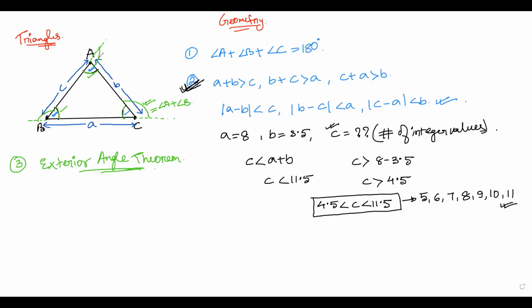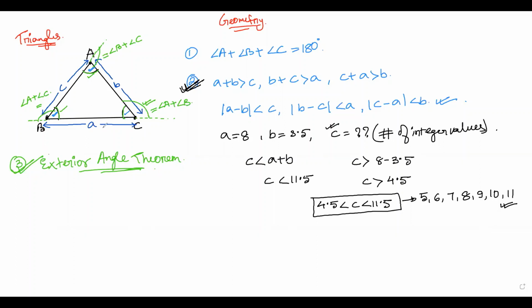In a similar way, this exterior angle A would be equal to this interior angle B plus this interior angle C. So this would be equal to angle B plus angle C. And in a similar way, this exterior angle B can be written as angle A plus angle C. So any exterior angle of a triangle will always be equal to the sum of the two remote interior angles. And this is known as the exterior angle theorem.